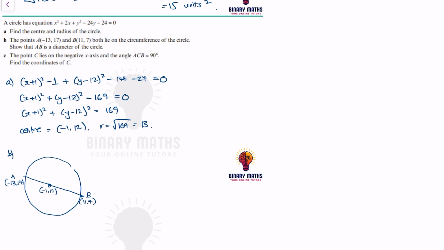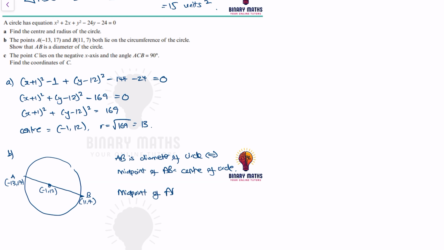Now, if we want to prove that AB is the diameter of the circle, it means that the midpoint of AB must be equal to the center of the circle. So I need to work out the midpoint of AB and show that it's equal to the center. So let's work out the midpoint of AB.